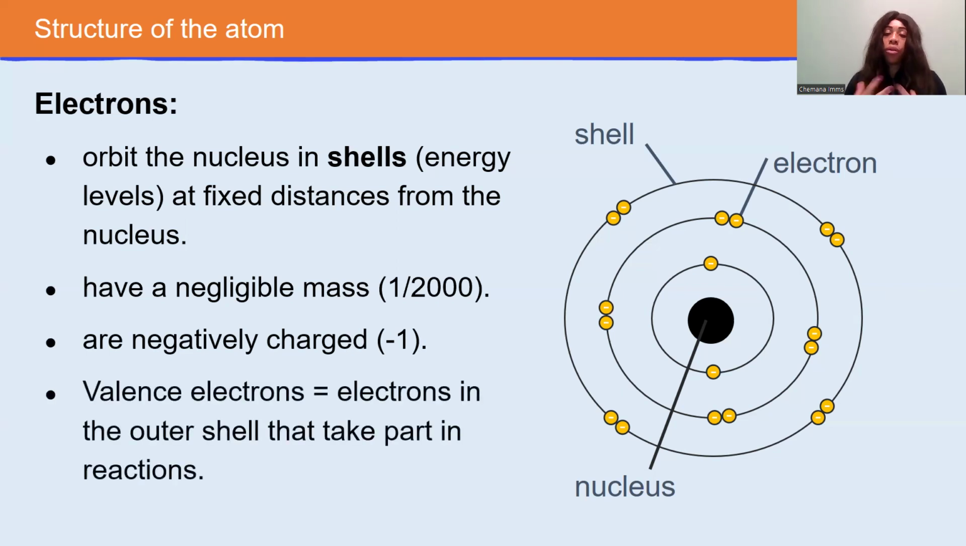Okay, so you'll also hear about valence electrons. Valence electrons are the electrons that are in the outer shell. So they are in that last circle, the one on the outer side, the one furthest away from the nucleus. The electrons in the outer shell take part in the reactions, and we'll learn about that in a lot more detail later on in this topic.